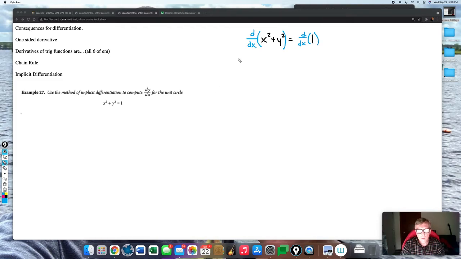So I'm going to spell this out in kind of great detail for you. I want to find the derivative of the x squared with respect to x. I also want to find the derivative of the y squared with respect to x. And straight away, I know the derivative of 1 is 0, right? The derivative of 1 is 0. The derivative of any constant is 0.